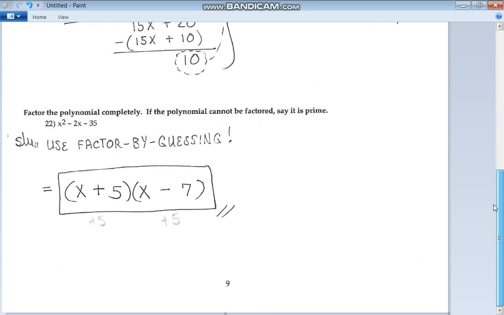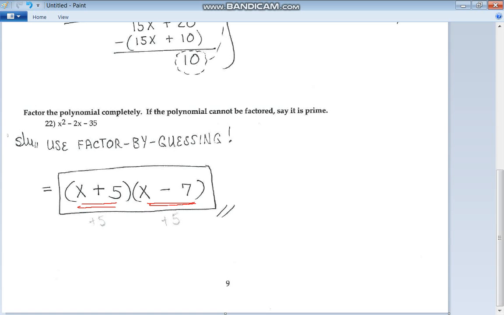minus 2. And then finally, number 22 on this page, factor the polynomial completely. If the polynomial cannot be factored, say that it's prime. Well, I'm going to use factor by guessing. It looks pretty easy. X squared minus 2x minus 35 is x plus 5 times x minus 5. You can check that by foiling with your fingers and see that that's a good solution. Okay, that was number 22. Let's move on.